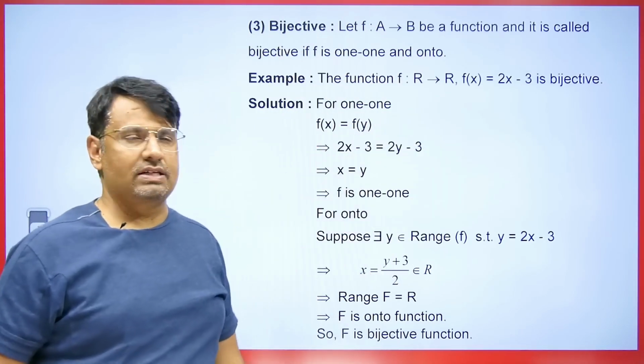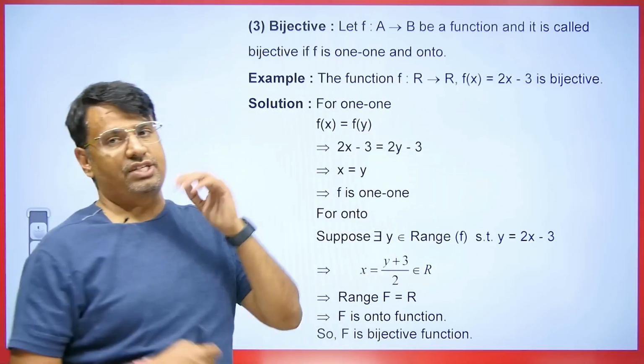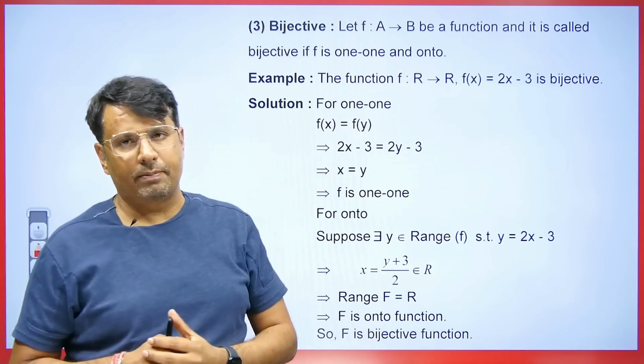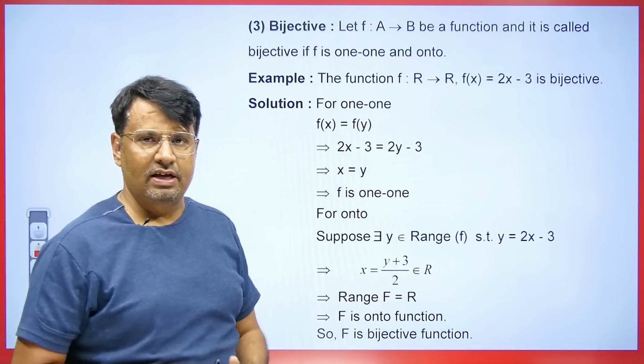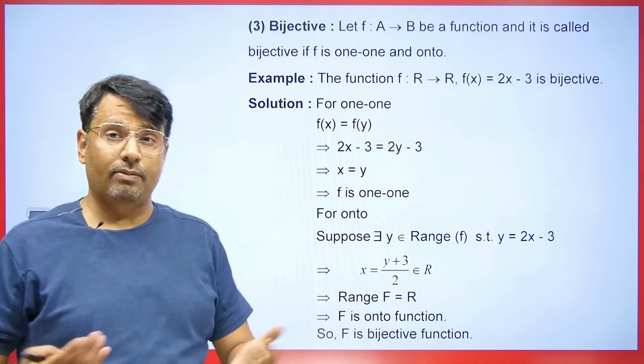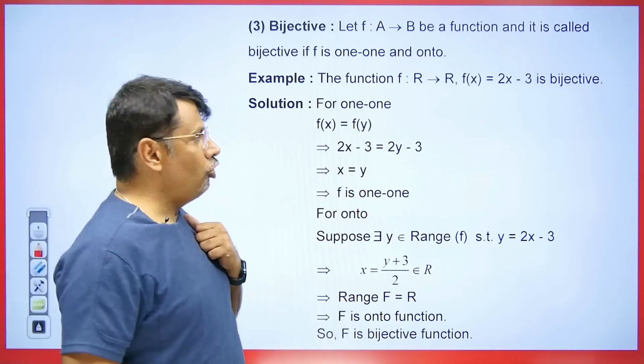Students, now let us see an example. For example, f(x) = 2x - 3 is a bijective function. Check whether it is one-one or not. Say f(x) = f(y), so 2x - 3 = 2y - 3. The 3 is cancelled, so we will get x = y. It's one-one. Now let's check if it's an onto function.